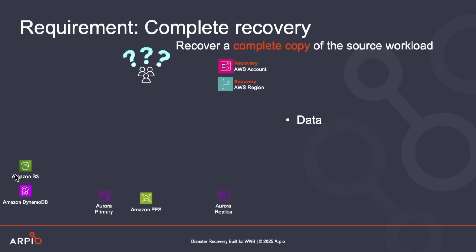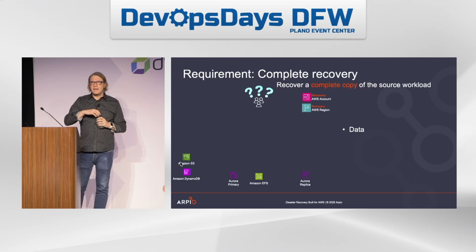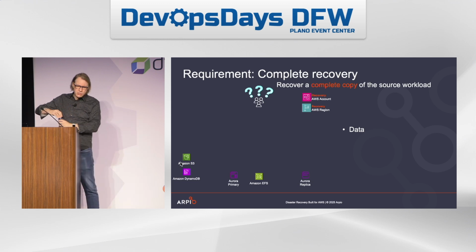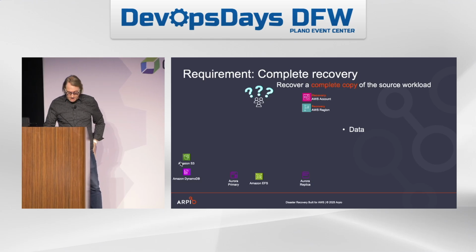Look at the customers. They still have question marks above their head. Why do they have question marks? Because data, while it's super important and is the lifeblood of your company, is not an operating workload. Just the data is not enough for your customers. They need an operating workload.